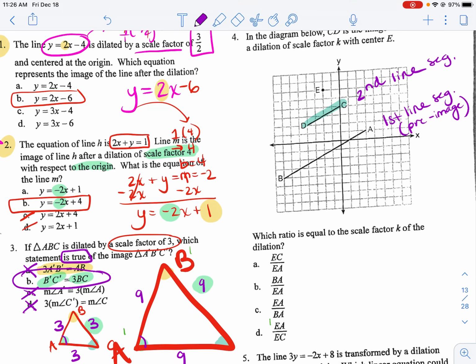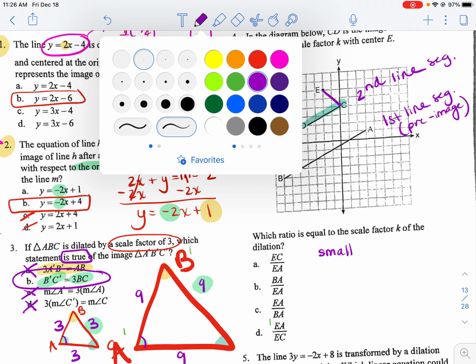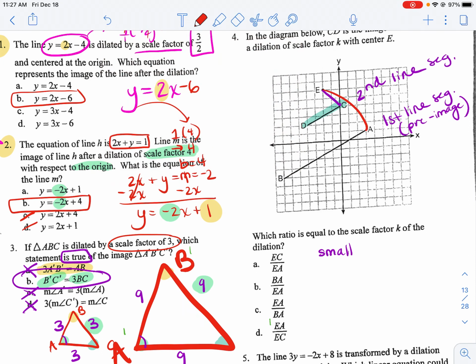So let's look through. E to C is here. That's a small number. And E to A is this large number. So if we compare, we're comparing small to large. So that one actually looks pretty good. Because in order for this to be a scale factor, we want to shrink. A shrink means we have a fraction, like 1/3 or 1/4, right?